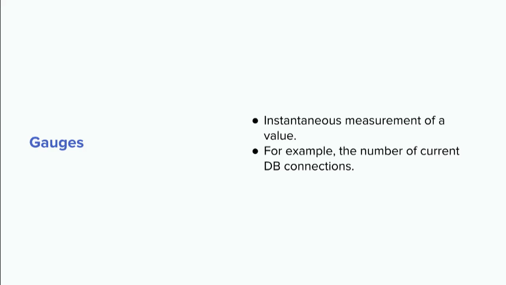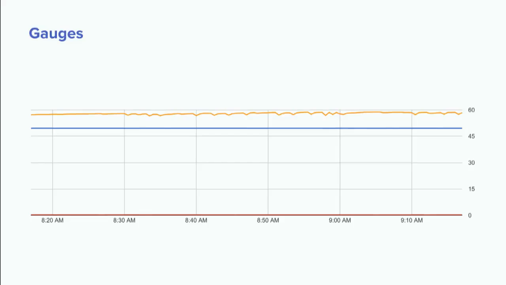Then next up, you've got gauges. They're instantaneous measurements of a value, for example, the number of current DB connections. These lines happen to represent the percentage of DB connections used on one of our bigger database clusters. You can see some of them are hovering around 50, 60, and then other ones are barely even used.